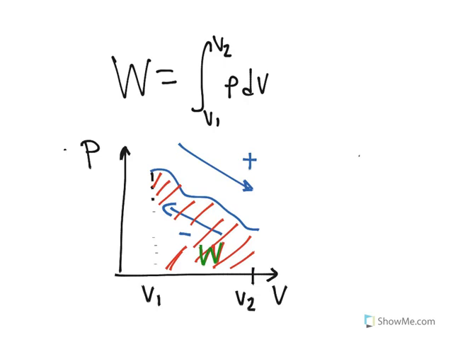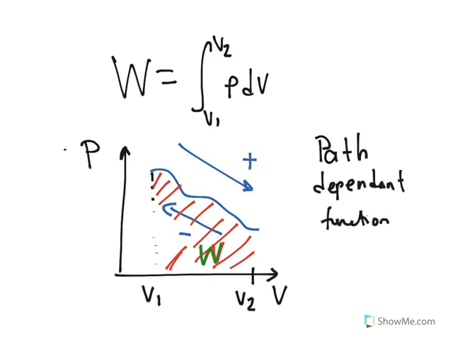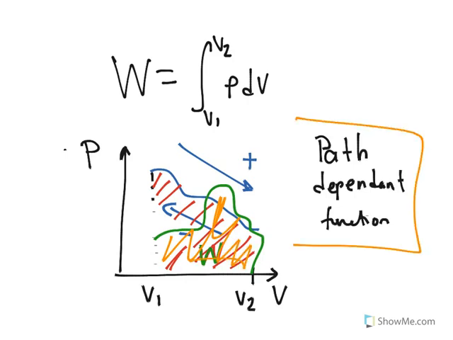So the work is what we call a path-dependent function, because it depends on the path. If the path is another, for instance, if we move between the same states 1 and 2 but the path is different, then the work is going to be different, right? So this is a path-dependent function.